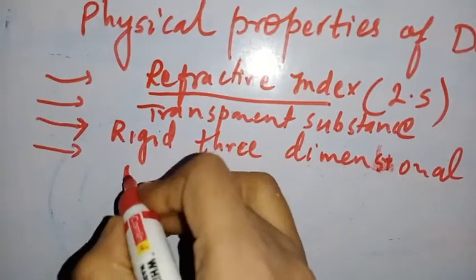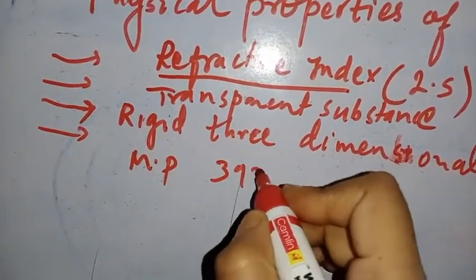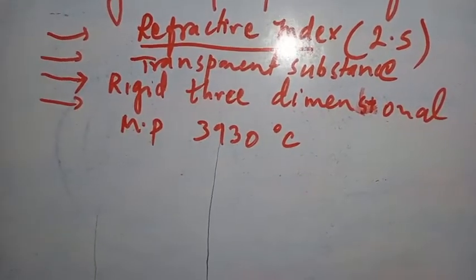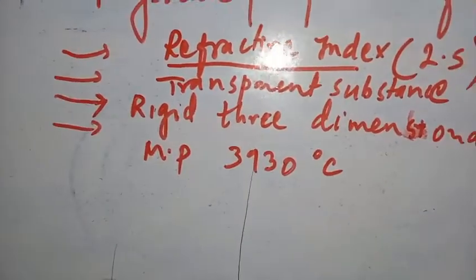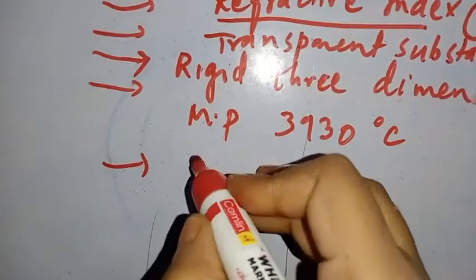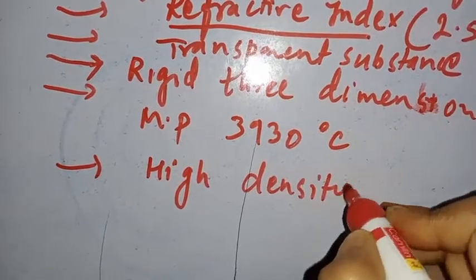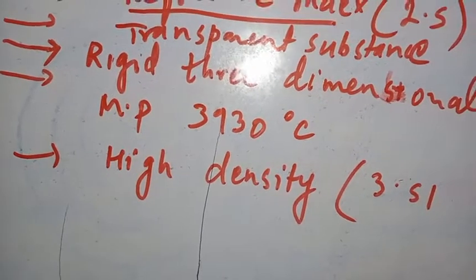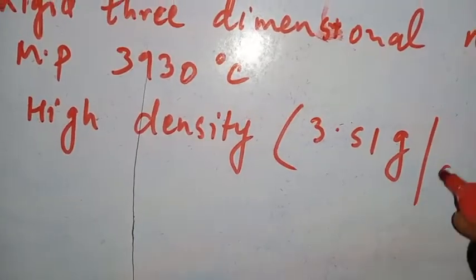Now next, it has a very high melting point. If you see the melting point, it is about 3930 degree Celsius almost. As I told you, it has a high density. It also shows very high density. Density is 3.51 gram per cm3.